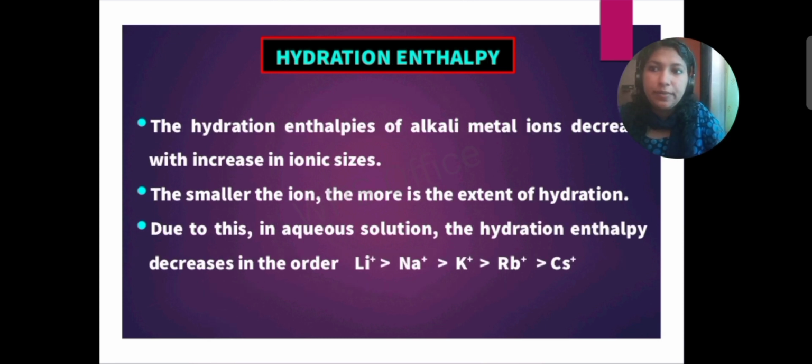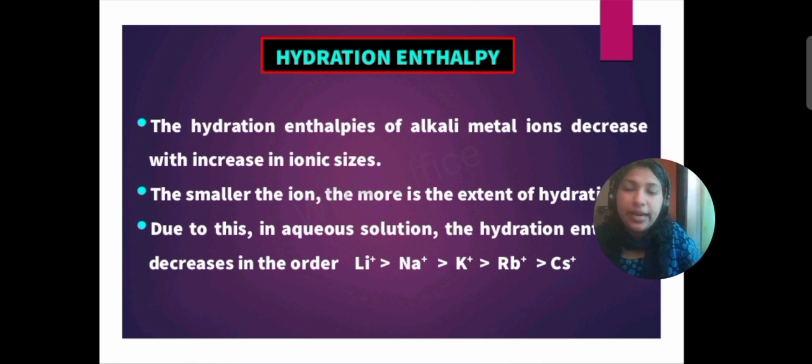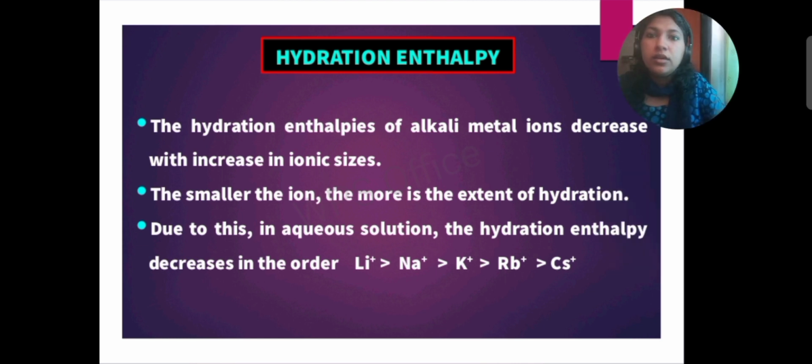Next, hydration enthalpy. The hydration enthalpy of alkali metals decreases with the increase in size. The smaller the ion, the greater the extent of hydration. Lithium forms Li plus ions, Na forms Na plus ions, potassium K plus ions, rubidium Rb plus and cesium Cs plus ions. The largest ion is cesium, and lithium Li plus will be the smallest ion. So the smaller ion can form a greater extent of hydration.